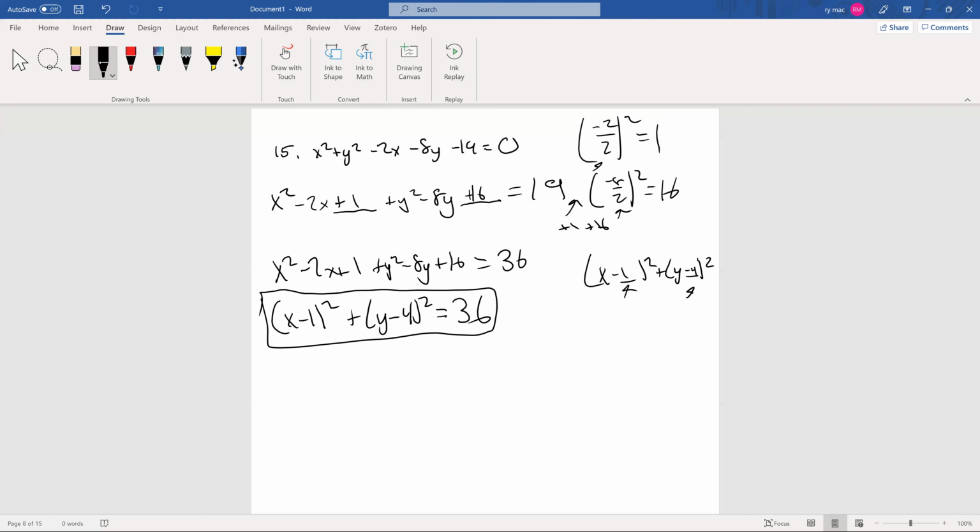If you're looking for the center, you just take your values here and here. Make sure you flip them. So your center is (1, 4). And your radius is going to be the square root of whatever's there, because that equals r squared, so it'll be 6. And then now you can graph your circle.